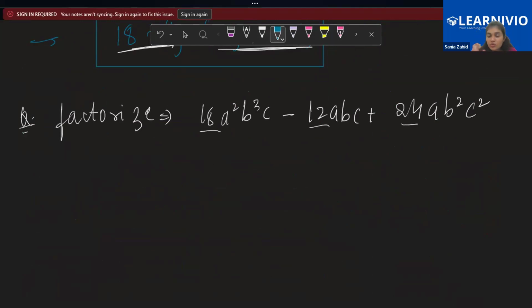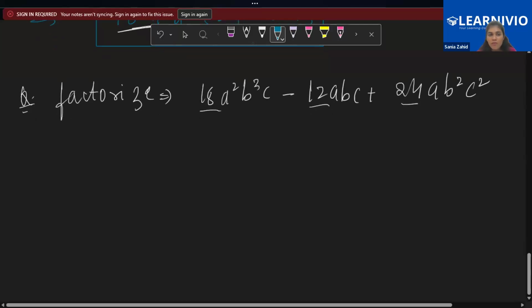Write down the factors. You don't have to think. Write down the factors and solve. Ma'am, the highest common.